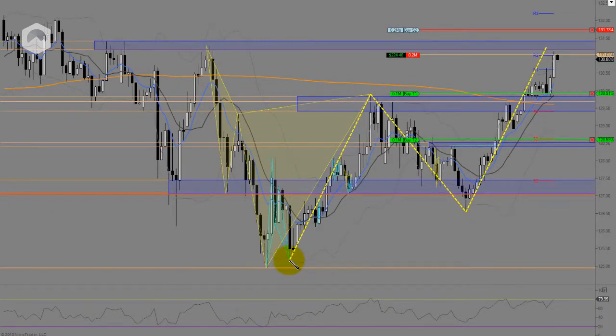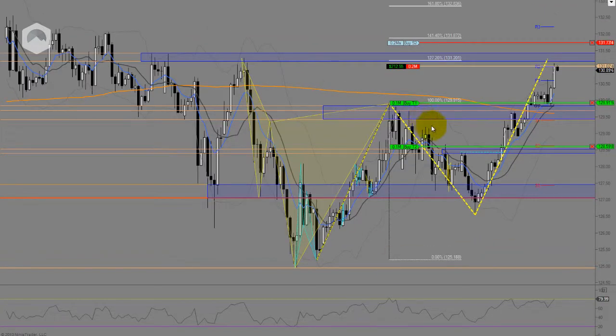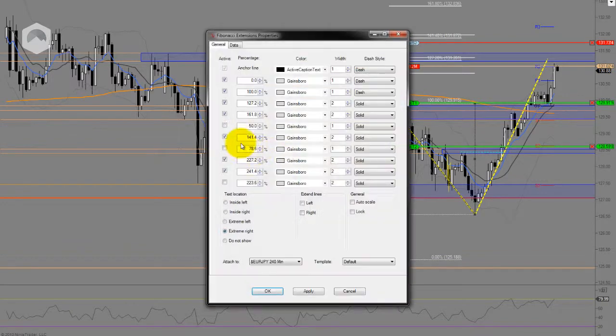We want to do a Fibonacci extension from the A leg to the B leg, bring it down in. This comes right to our 127.2. Then we'll do an extension from our C leg to our B leg. It's a reverse extension. That gives us our 141.4. Let's remove everything that's not relevant.